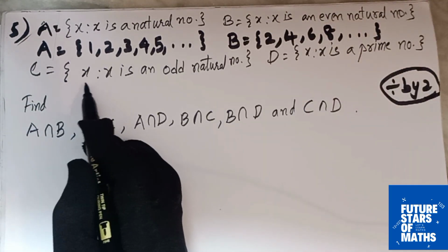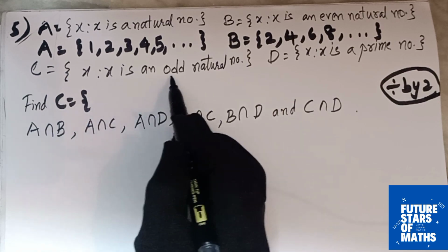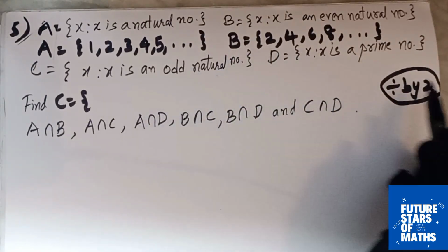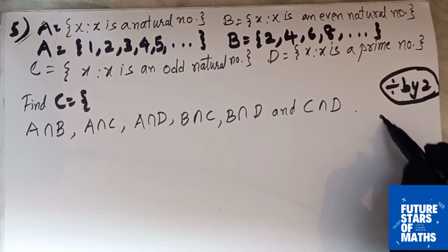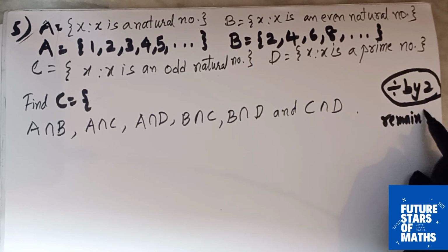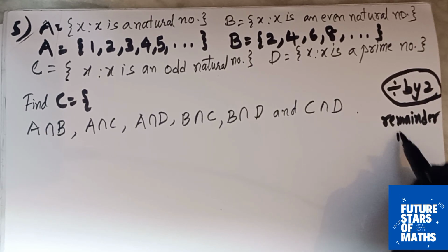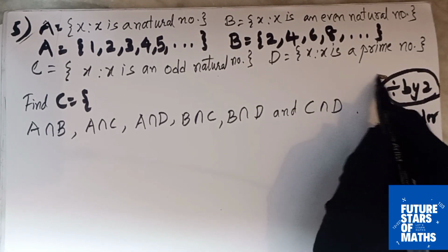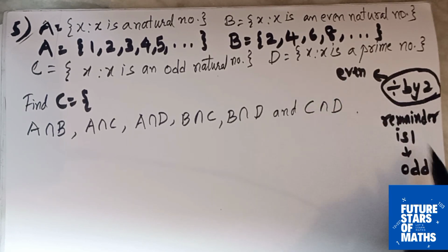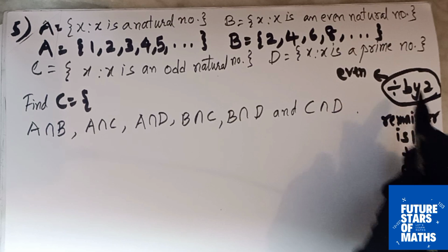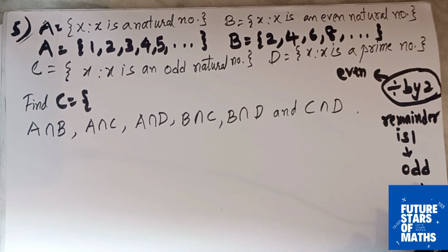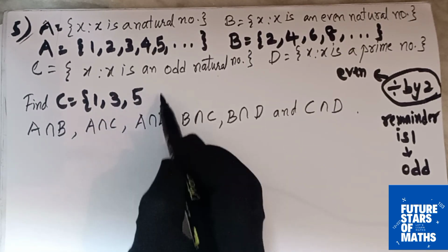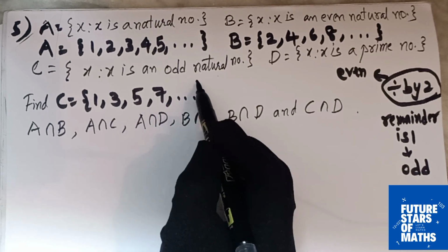Now the next set is C equal to x such that x is an odd natural number. That is what? Whenever we divide a number with 2, if the remainder is 1, then what we say? Those numbers are called as odd numbers. Remainder is 1, then those numbers will be called as odd. Okay, divisible by 2 means they are even. If they leave remainder 0, we get even numbers. If they leave remainder 1, we get odd numbers. So what are our odd numbers? 1, 3, 5, 7, and so on.